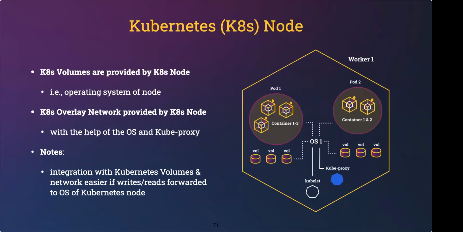So if you look at how Kubernetes works, I'm not sure how many of you have looked at Kubernetes. There you have a set of nodes. Each node is typically a VM or a bare metal machine, and there you run your operating system. The operating system gives access to disks, which are called volumes here, and networking is done via something called kube-proxy, and your containers run in something called pods.